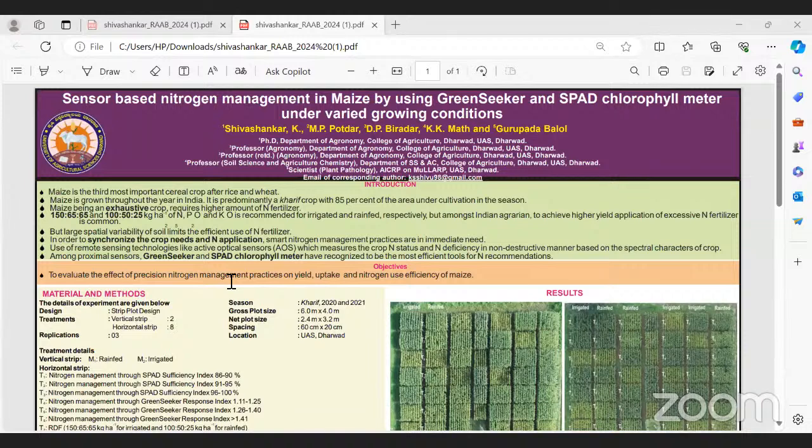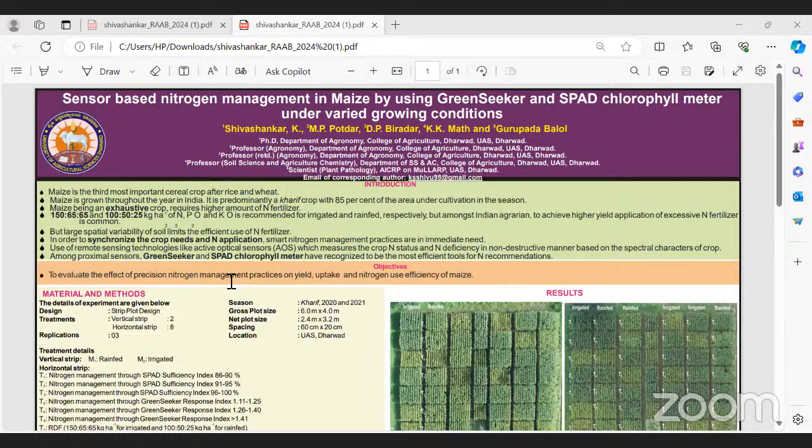As we all know, maize is the third most important cereal crop after rice and wheat, which is an exhaustive crop because of its higher nitrogen demand. An average amount of 150, 65 and 65 kg of NPK during irrigated condition and 150, 65 and 25 kg of NPK during rain-fed condition is recommended.